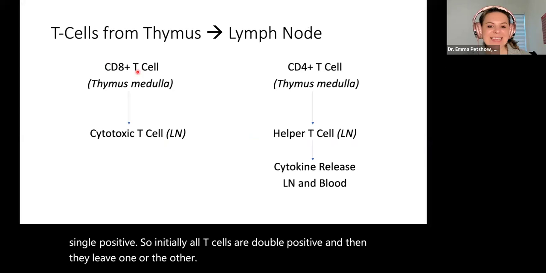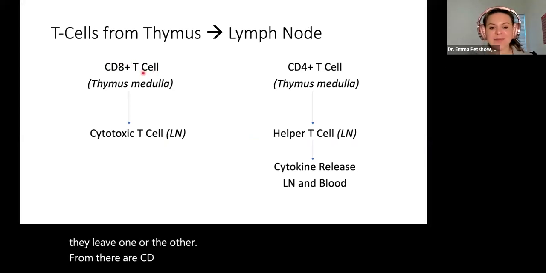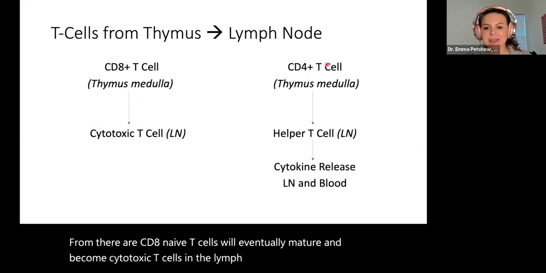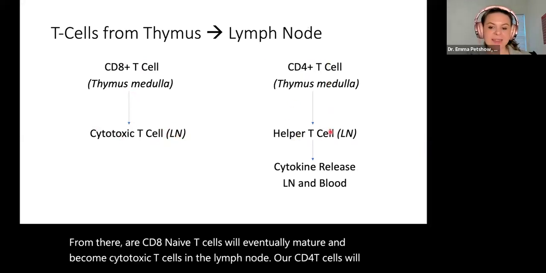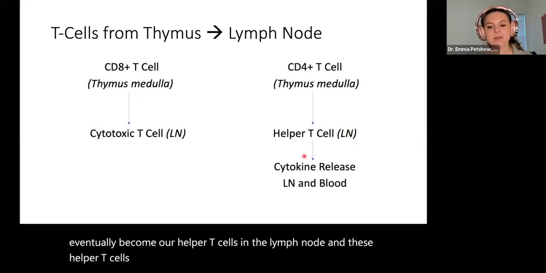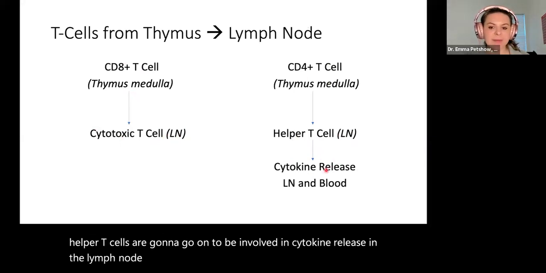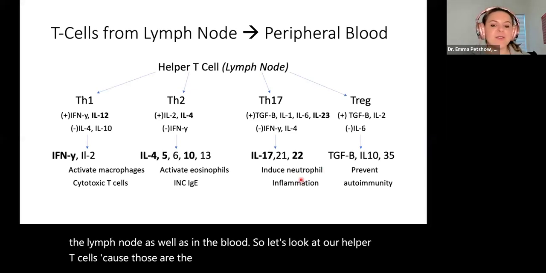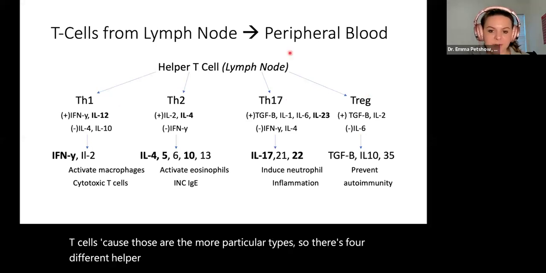From there, our CD8 naive T cells will eventually mature and become cytotoxic T cells in the lymph node. Our CD4 T cells will eventually become our helper T cells in the lymph node. And these helper T cells are going to go on to be involved in cytokine release in the lymph node as well as in the blood. So let's look at our helper T cells because those are the more particular types. There are 4 different helper T cell subtypes that we can find in the peripheral blood.